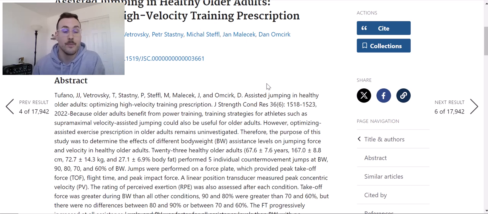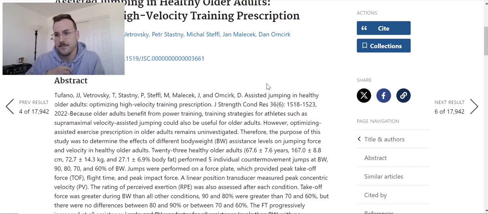Okay, so first sentence, we're like, whoa, what are we even talking about? I have to read this sentence twice. That's fine. That's how research works. They try to pack the maximum amount of information into one sentence. So let's break this down. Because older adults benefit from power training.